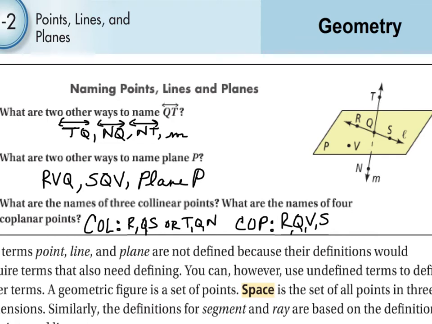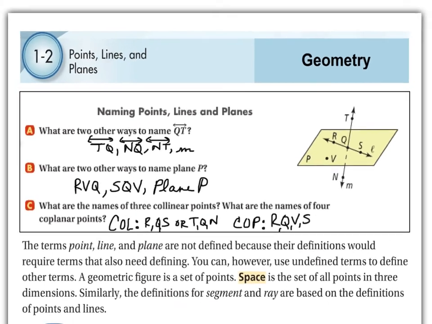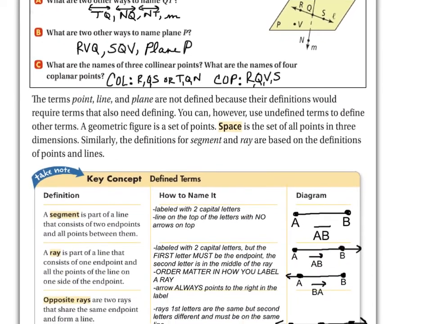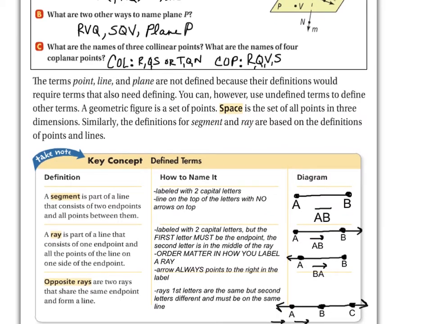Okay. All right, so that kind of covers points, lines, and planes. Now, the terms points, line, and plane are not defined because their definitions would require terms that also need defining. You can, however, use undefined terms to define other terms. So I can use points, lines, and planes to define other things. Okay? A geometric figure is a set of points. So space is the set of all points in 3 dimensions.